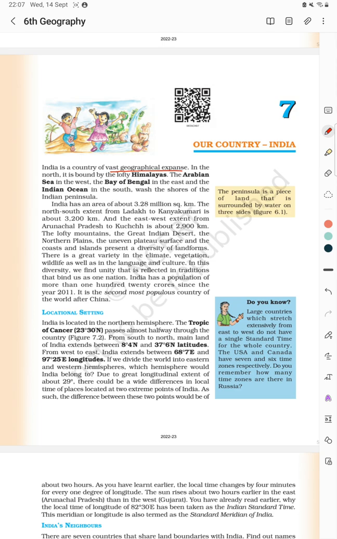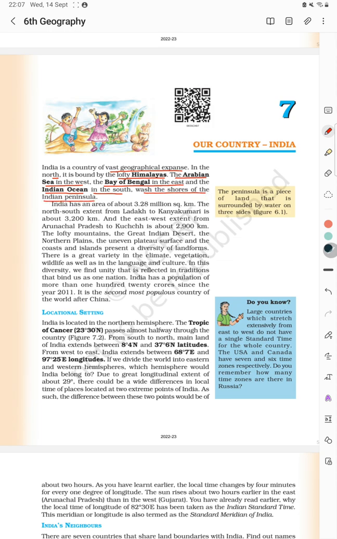India is a country of vast geographical expanse. In the north, it is bound by lofty Himalayas, the Arabian Sea in the west, Bay of Bengal in the east, and the Indian Ocean in the south washes the shores of Indian Peninsula.